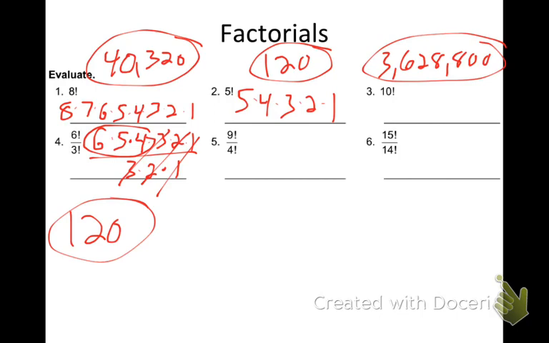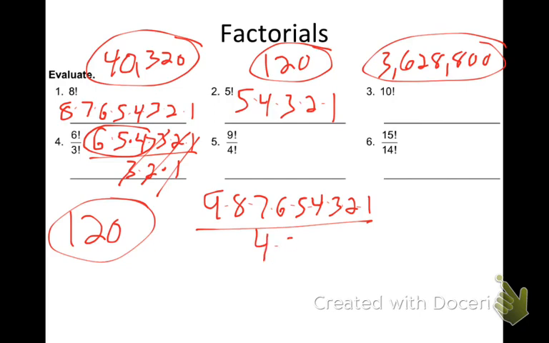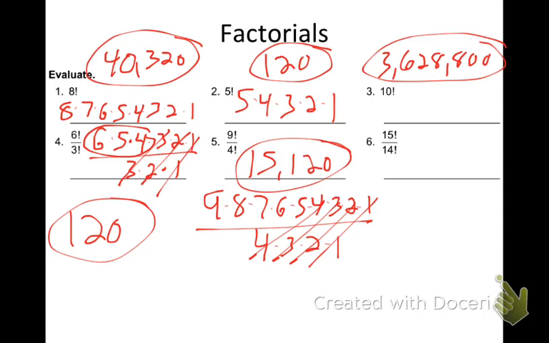Same thing on 5. What does 9 factorial over 4 factorial mean? Well, that means 9 times 8 times 7 times 6 times 5 times 4 times 3 times 2 times 1 all over 4 times 3 times 2 times 1. 4s, 3s, 2s, 1s all cancel. I'm left with 9 times 8 times 7 times 6 times 5. And I get an answer that is what, sir? Mr. Lakin? 15,120. Nice job.